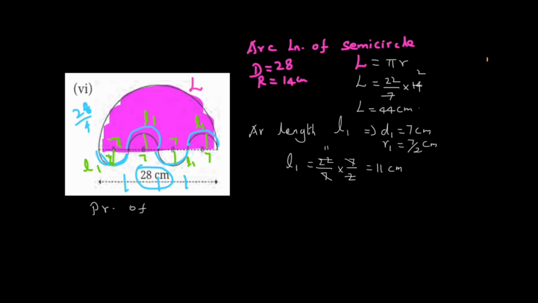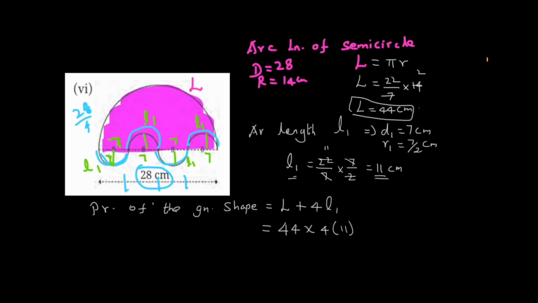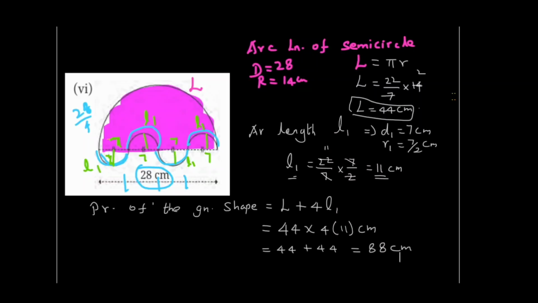Now perimeter of the given shape is equal to capital L plus 4 times small l1. Capital L is 44 centimeter, plus 4 into small l1, which is 11, so 4 into 11 centimeter. So 44 plus 44, we will be getting 88 centimeter. So perimeter of the given shape is nothing but 88 centimeter.